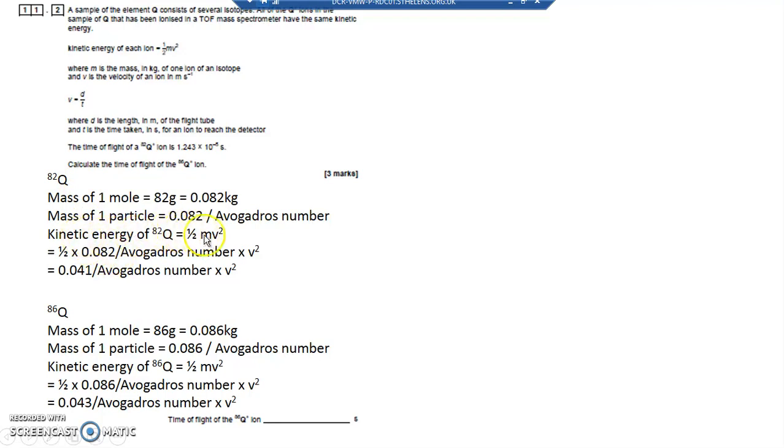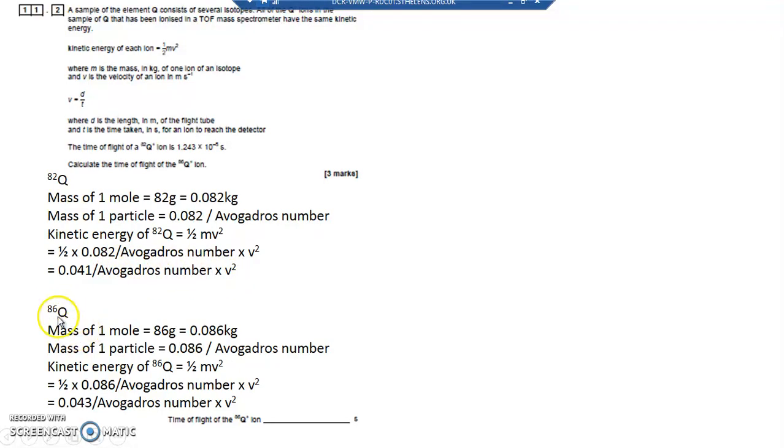The kinetic energy is half mv squared, so the kinetic energy is half multiplied by the mass of one of the particles, 0.082 divided by Avogadro's number, to get the mass of one of the particles rather than a mole of the particles, multiplied by velocity squared. So I'm just going to multiply these two out. Half times 0.082 is 0.041, divided by Avogadro's number, multiplied by v squared.